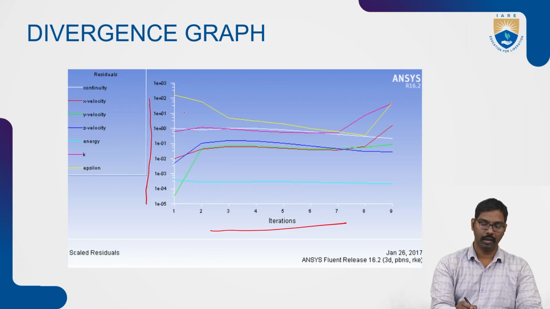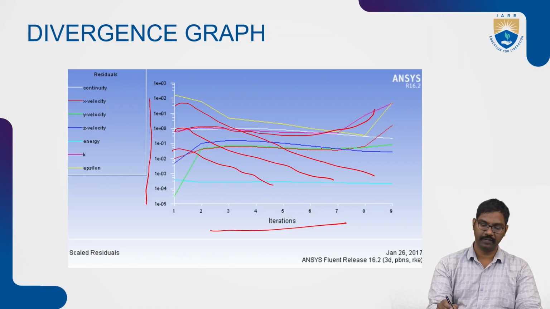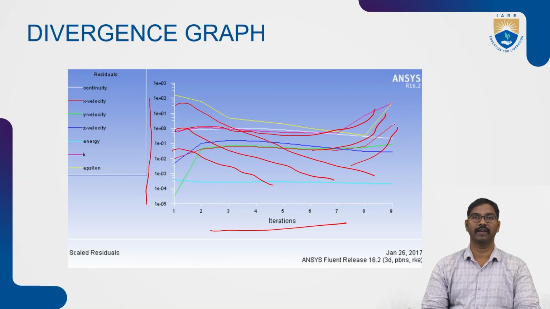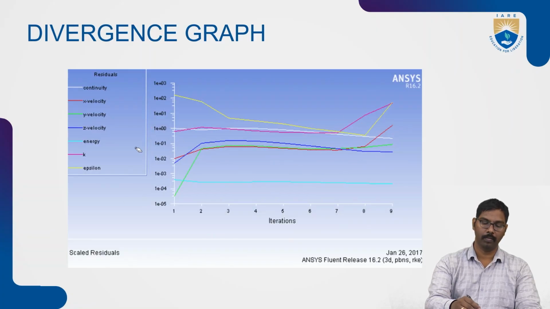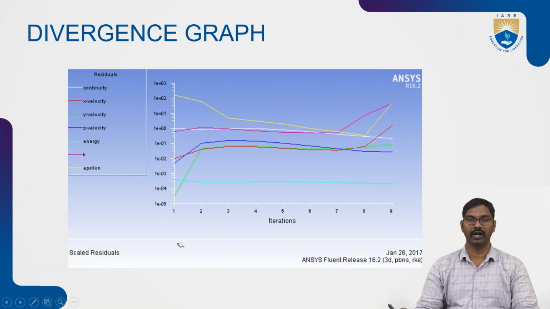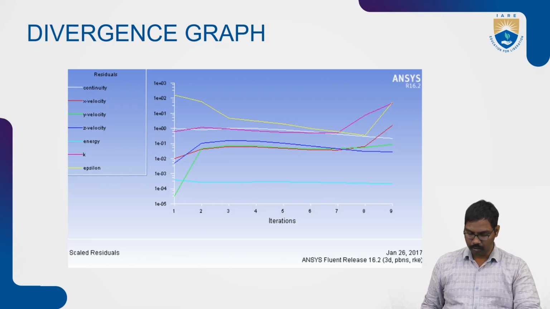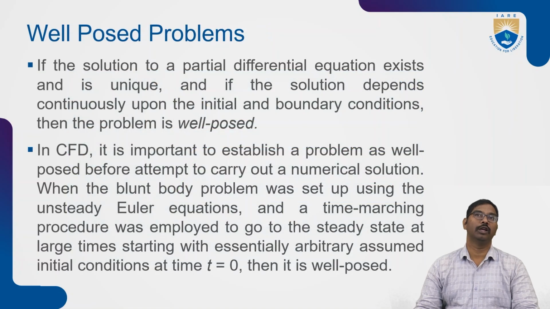When all the equations are dropping with the number of iterations, we can consider it a convergent solution. But here, after some iterations, the residuals are increasing, which means it is a divergent solution, which is considered an ill-posed problem. That means the given boundary conditions or initial conditions are not enough to solve the given problem. So this causes the ill-posed problem.